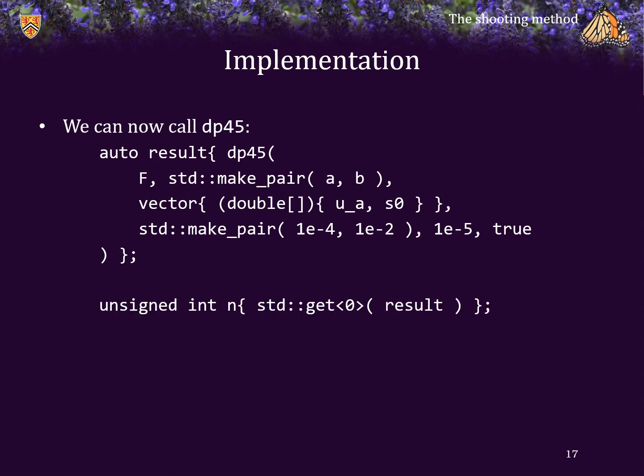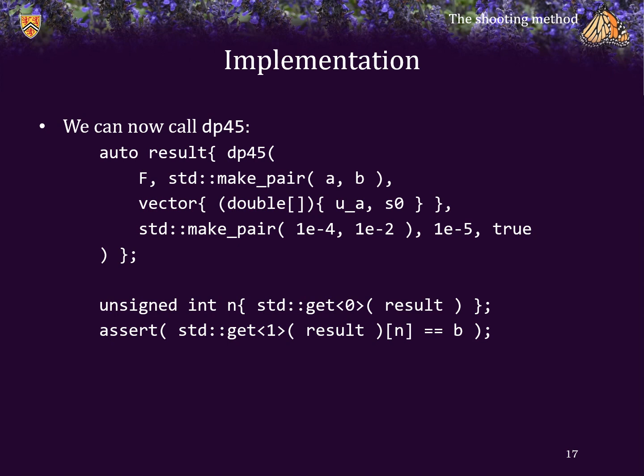All right, so now let's get the first argument returned. Recall that dp45 returns a tuple of 4 values. The first value is the number of intervals into which the interval AB was broken up. What this means, of course, is that each of the arrays of data will have n plus 1 entries. All right, so we now have that value n.